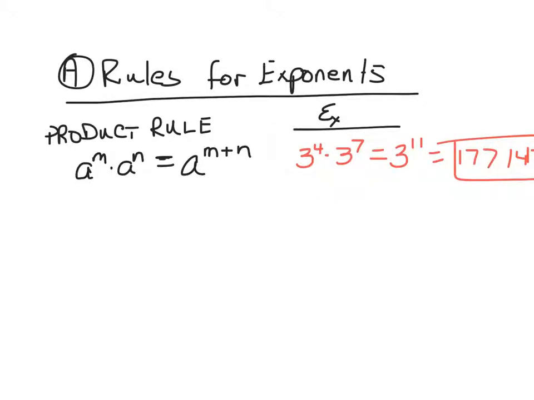Okay, let's look at a few more. Mr. Black, what if there's 3 factors? Like what if I had y to the 3rd, y to the 8th, and y squared? Well, it doesn't really change anything. We're still multiplying. The bases are still the same, so we're still going to add the exponents. Y to the how many, class? Y to the 13. Good.